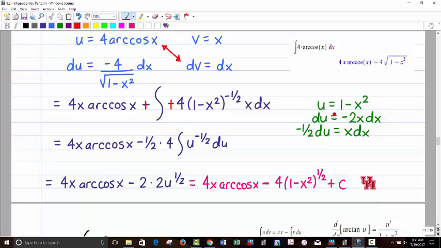All right, so basic substitution: 1 minus x squared, -2x dx, -1/2 du equals x dx. Perfect. And so here we go. There's the -1/2 from right here, the du. The 4 is the 4 right there. We have u to the -1/2 du. Okay, I didn't show the work for that, but it's real easy. The antiderivative of u to the -1/2 would be 2u to the 1/2.